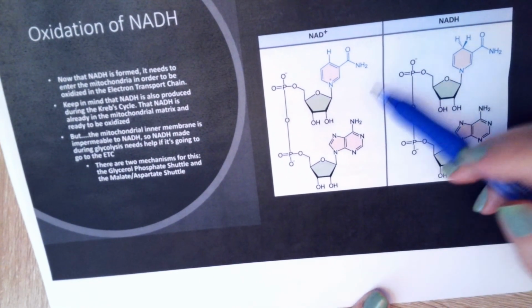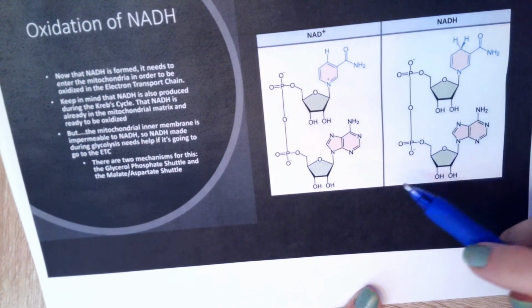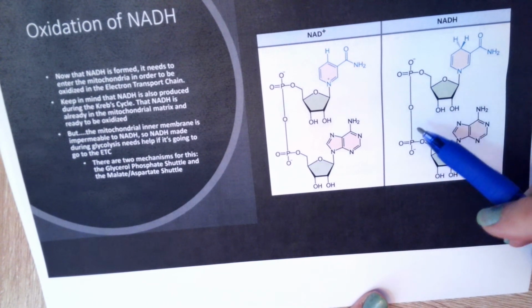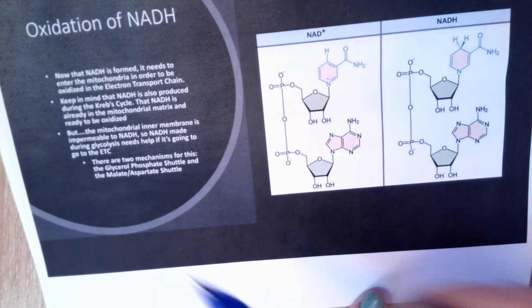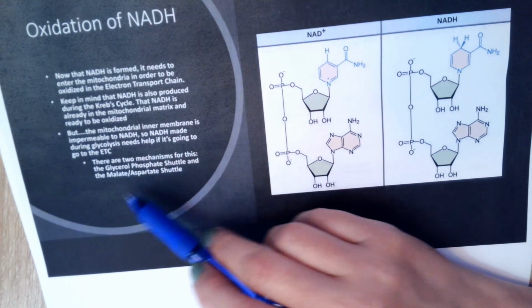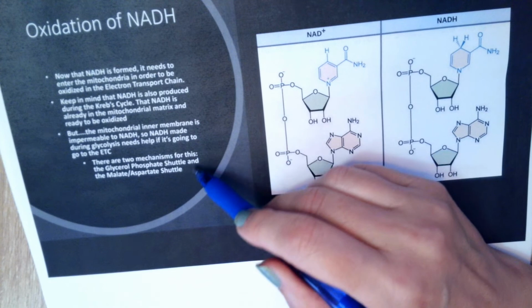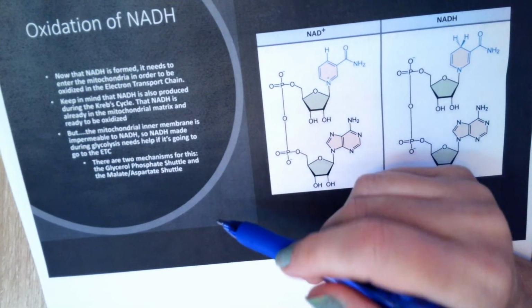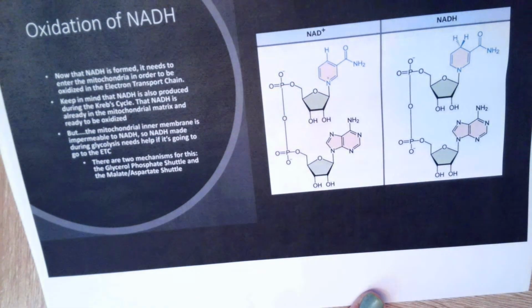Okay, so our two mechanisms for getting our NADH, or not exactly the NADH, into the mitochondria, but getting the electrons from the NADH into the mitochondria are the glycerol phosphate shuttle and the malate aspartate shuttle. These two shuttles both work in different ways, but the goal is the same, to get those electrons across the mitochondrial membranes so that they can go into the electron transport chain.